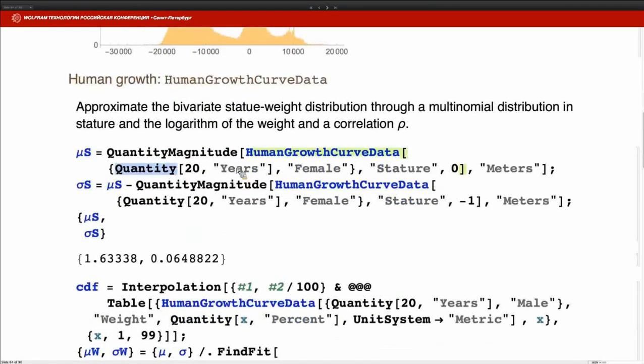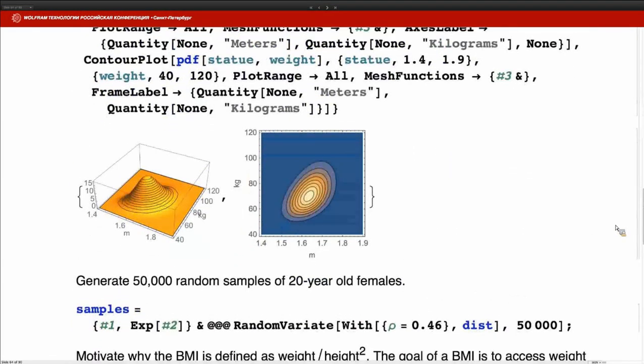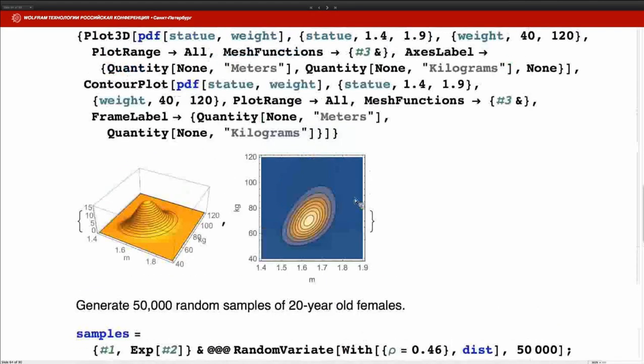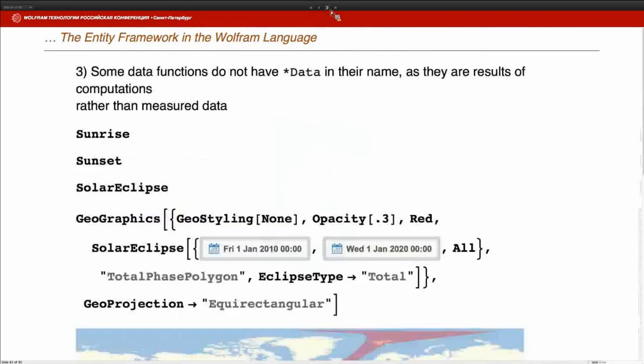Or human growth. For human growth, you have to specify how old is the person, what is the gender, what is its stature, and you can calculate a lot of things. Like here's a cross distribution in the height and weight plane of humans. Humans are in height probably normally distributed, but they are log-normally distributed in weight. And there's a simple correlation coefficient which pretty much correlates the two, and you get this resulting distribution as the bivariate distribution of humans in height and weight.